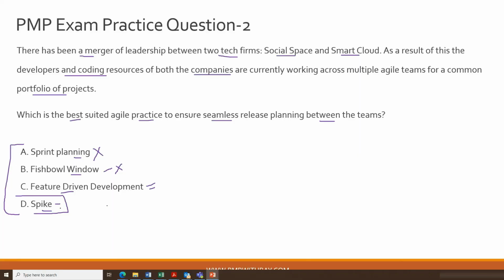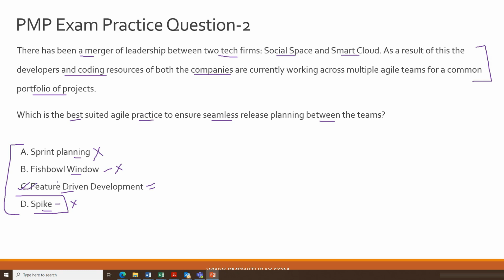So now with that, if you know about spike, you know that this is also an incorrect option because in this scenario, guys, nowhere has it been stated that there is some brainstorming happening with a user story or a feature as a result of this merger. Okay, so spike is totally out of context in this scenario. Okay, so that way the correct answer to this question is option C, which is feature driven development.